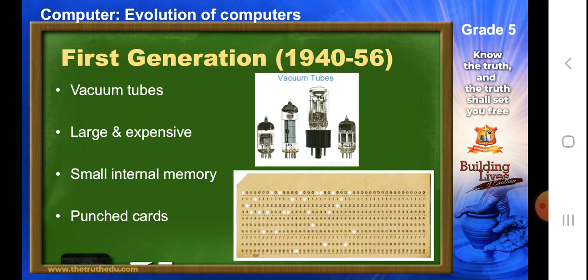Now, it had a very small internal memory, maybe 40 MB, 50 MB. Such a huge machine, and just able to store 40 or 50 MB. And it used punched cards. What was a punched card? If you remember, I spoke about the punched card: a rectangular piece of cardboard in which the information was represented by the holes punched in it. So this was called the punched card. This was a first generation computer.